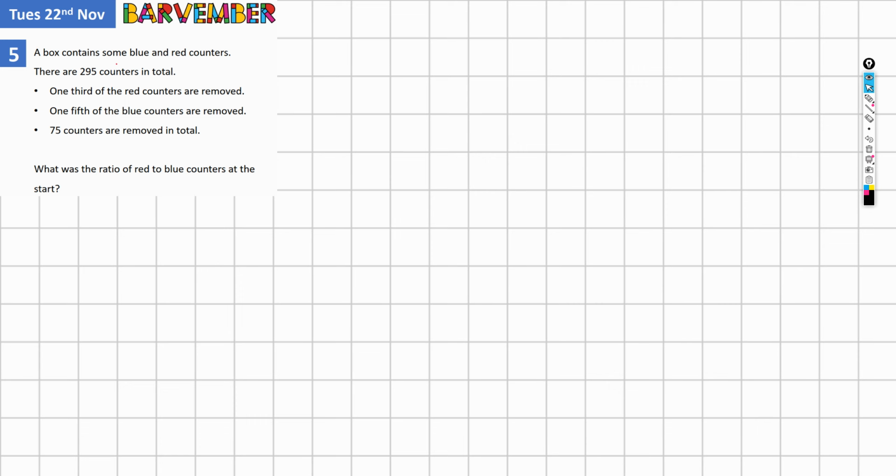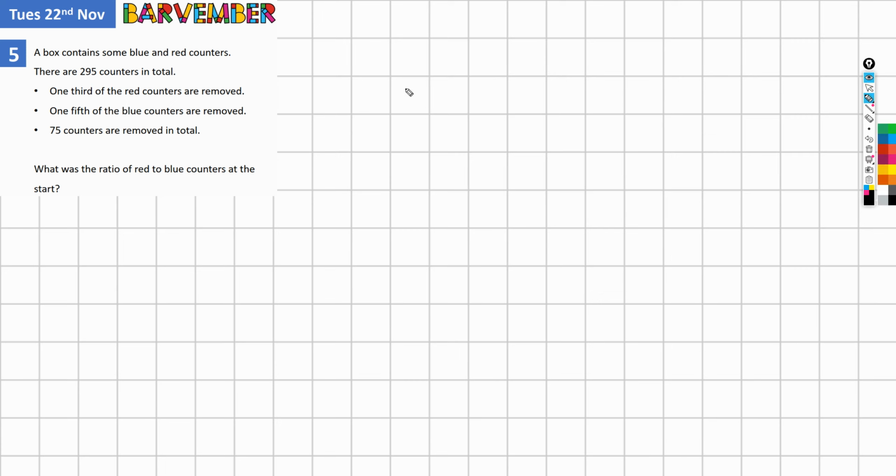A box contains some blue and red counters. There are 295 counters in total. 1/3 of the red counters are removed. 1/5 of the blue counters are removed. 75 counters are removed in total. And we're asked, what was the ratio of red to blue counters at the start?